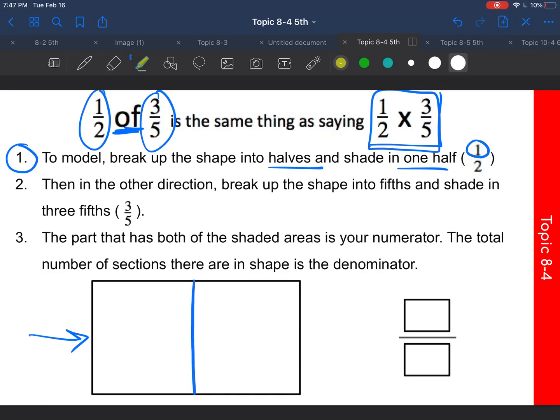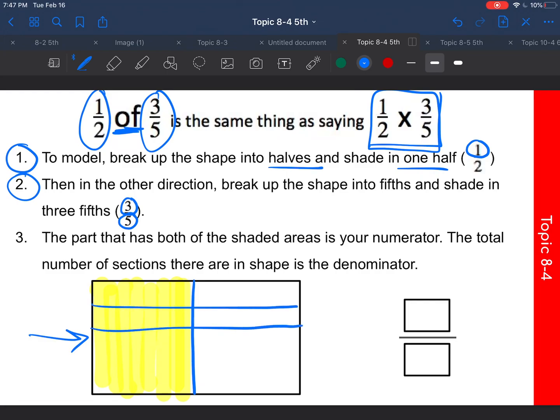And what I'm going to do, I'm going to use the highlight button. I'm going to highlight half. All right. The second step, then in the other direction, break it into fifths and shade in 3/5. And the reason why we do that, the 5 tells us to do it into fifths, 3 out of the 5. So I'm going to break it into fifths horizontally.